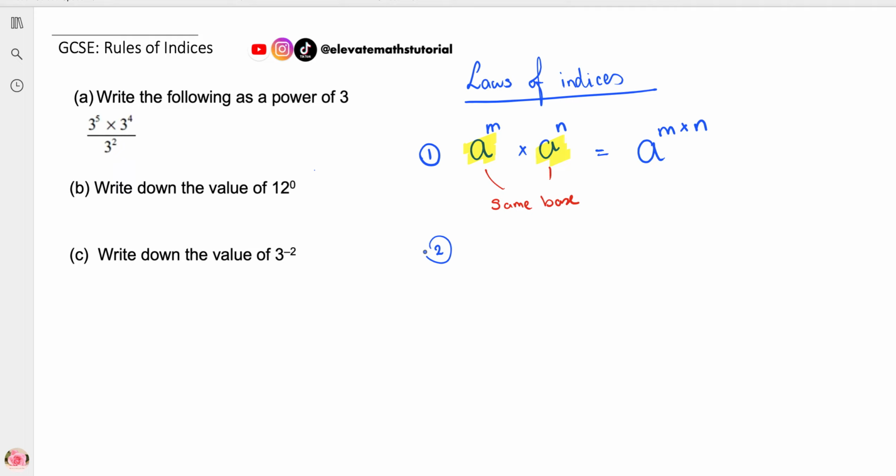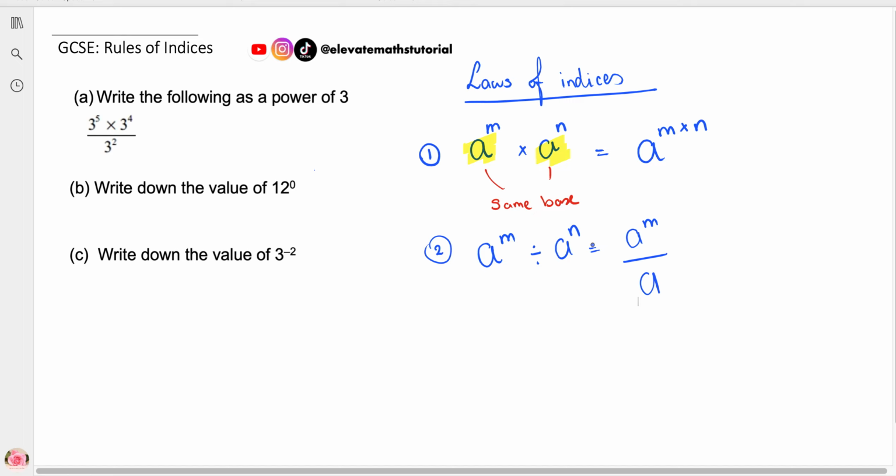The second rule of indices is when you have the same base and you are dividing two terms. This can be written like this or like this. As you can see from the example that we have, what we have here is actually a fraction, so it's written one over the other. When you're dividing, we subtract the powers. That should have said addition. We add the powers here, and here we subtract the powers.